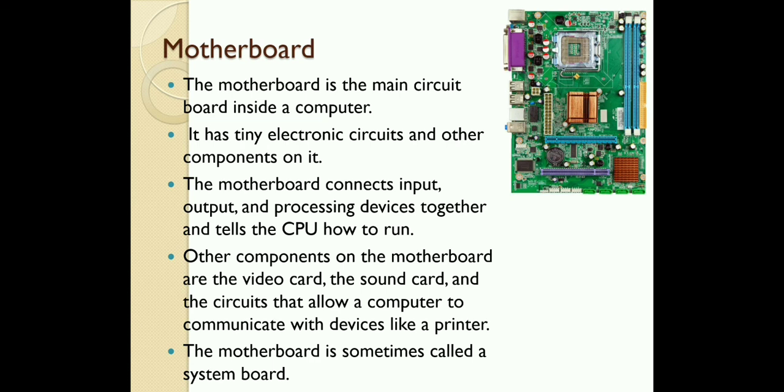Other components on the motherboard are the video card, the sound card and the circuits that allow a computer to communicate with the devices like a printer. The motherboard is sometimes called a system board.